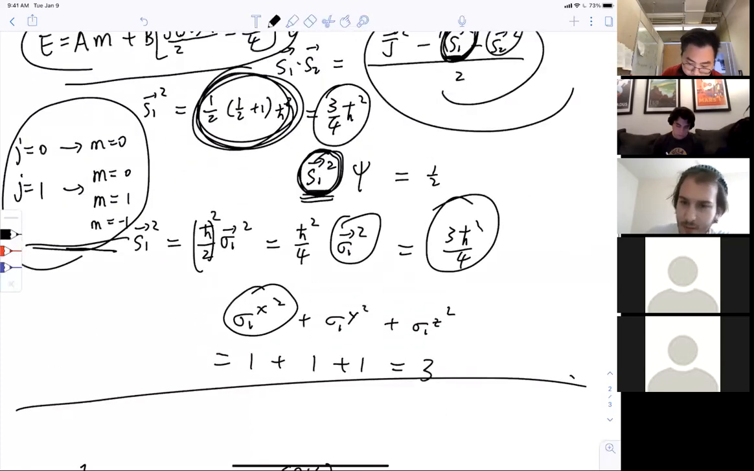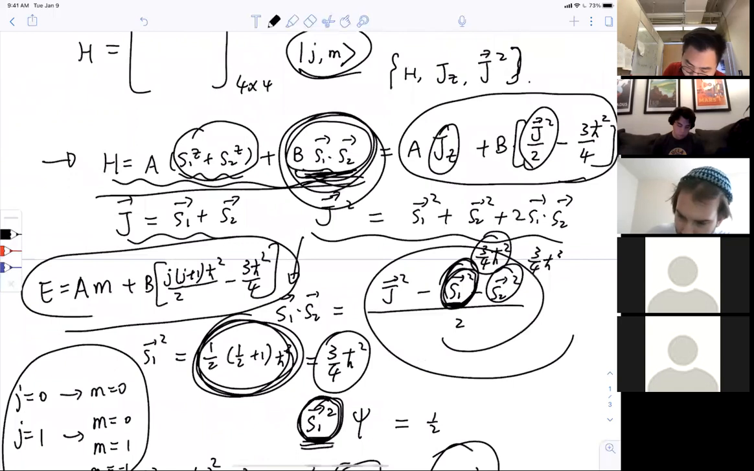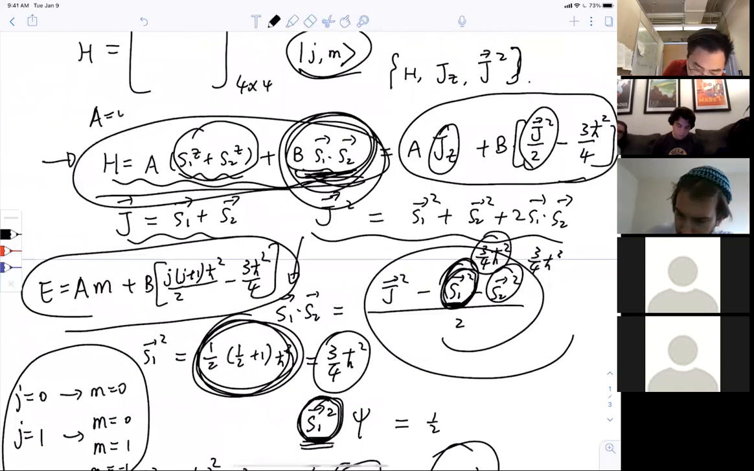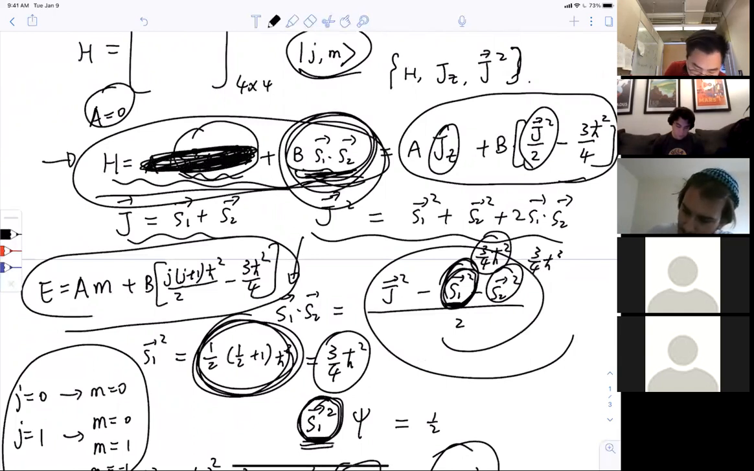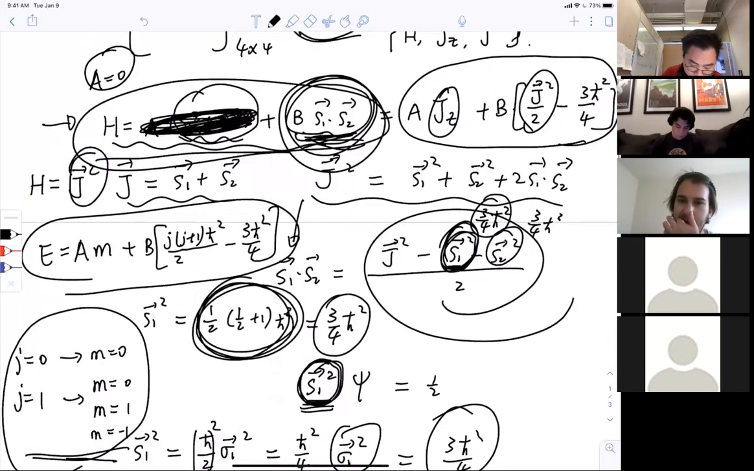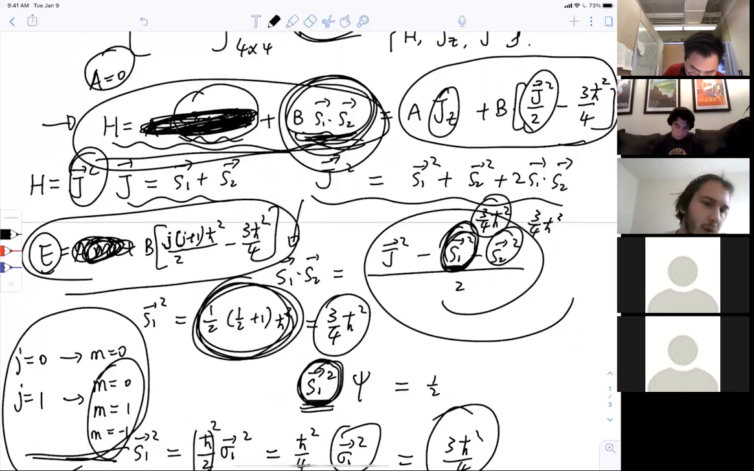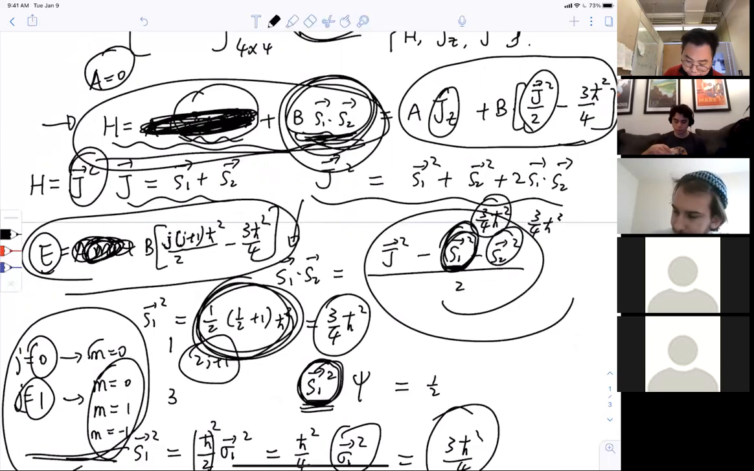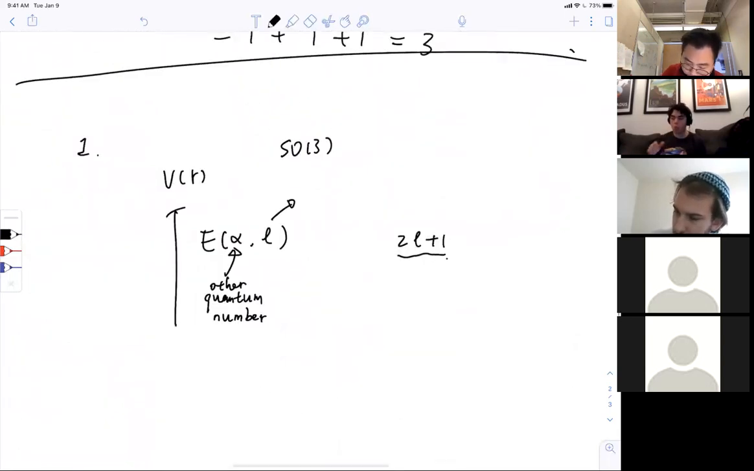You can see in this example, like what I said here, if I set A to be 0, then the Hamiltonian is proportional to J squared, which is rotationally invariant. And if A is 0, the energy only depends on J, and J can be 0 or 1. The degeneracy is 1 and 3, so it's 2J plus 1. So this is a typical situation, right? This is what I'm saying here.